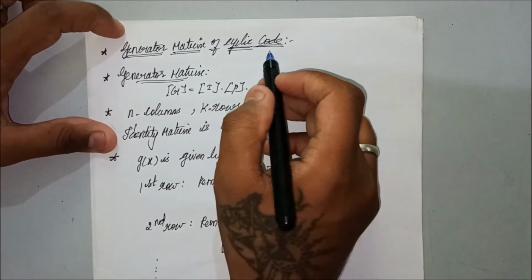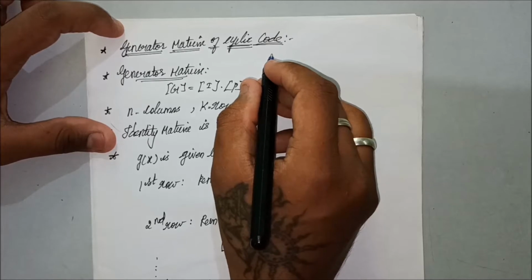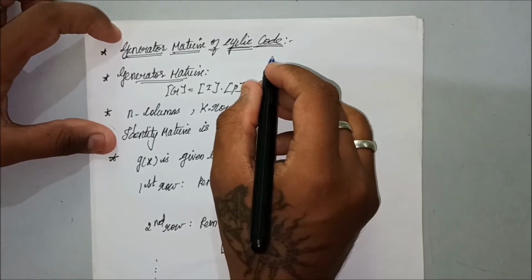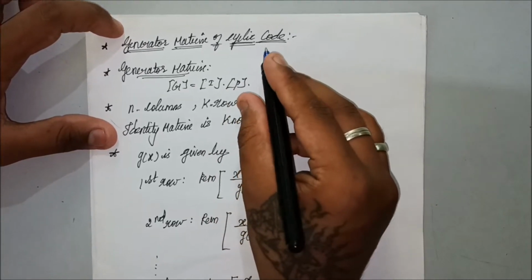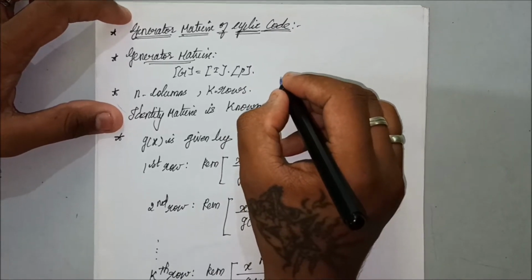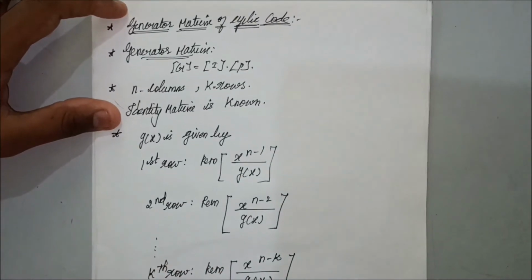In this problem the identity matrix will be present in the generator matrix, but we have to find the value of the parity check matrix. So these are the steps that we are going to discuss in this video. Let's check it out.